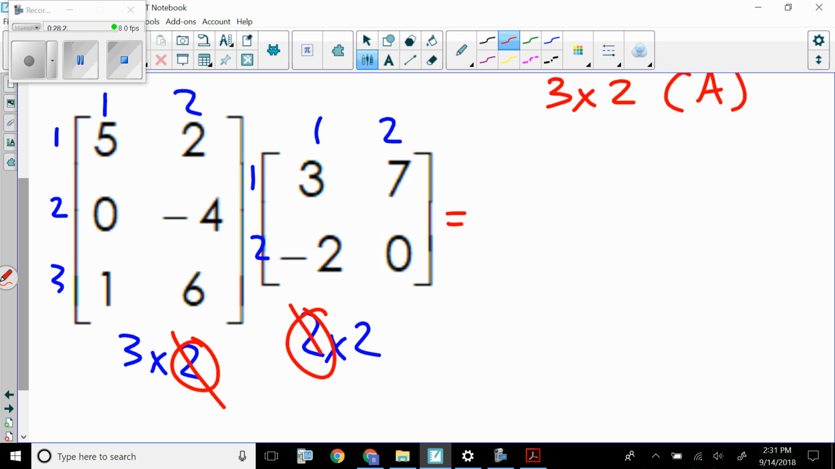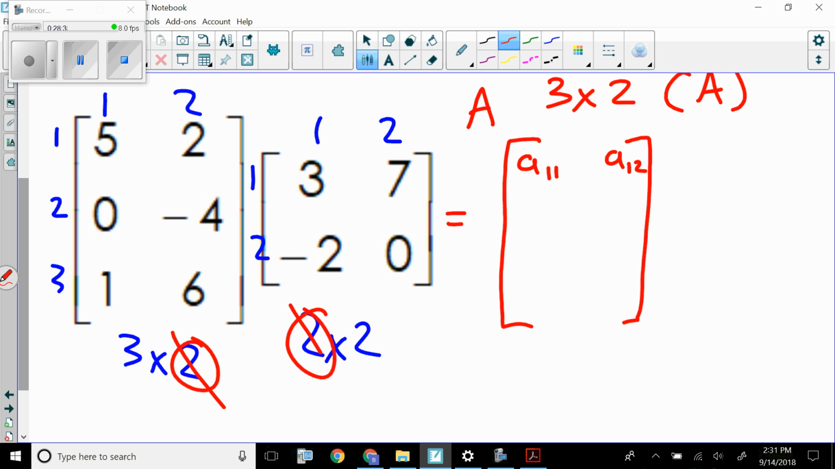Here I need a 3 by 2. That means 3 rows and 2 columns, which if I'm calling this A, that means this one would be A sub 1,1, A sub 1,2, A sub 2,1, A sub 2,2, A sub 3,1, and A sub 3,2.